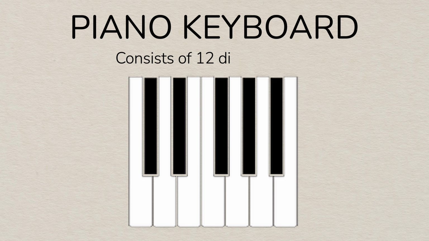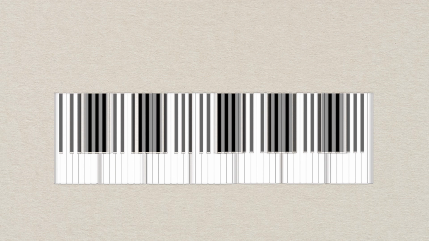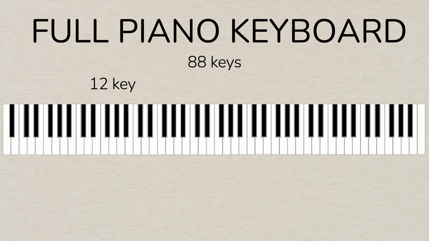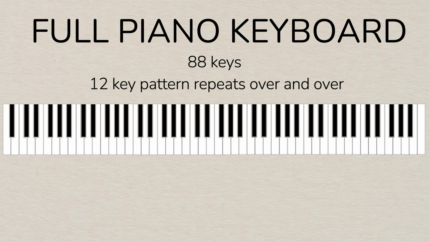The piano keyboard consists of 12 different keys. 1, 2, 3, 4, 5, 6, 7, 8, 9, 10, 11, 12. A full piano keyboard has 88 keys and consists of many repetitive patterns of the same 12 keys, but they sound different every time.